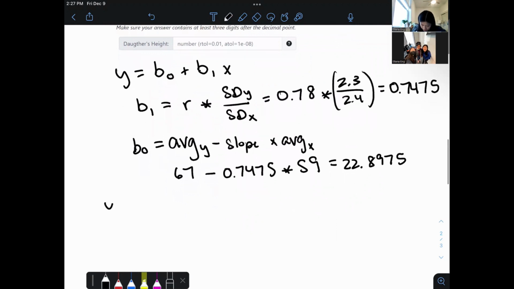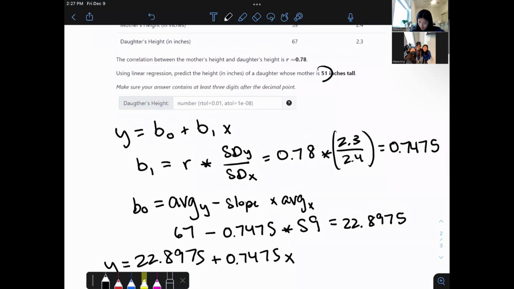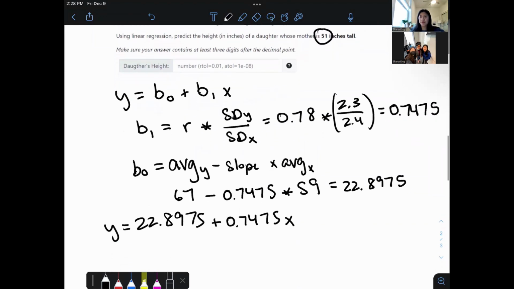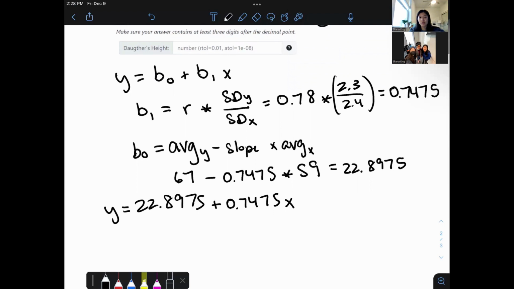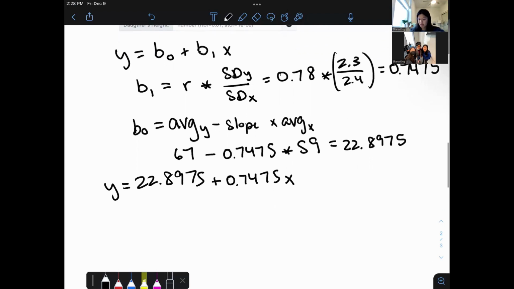So I'm going to write out the equation again with everything that we've figured out. Y-intercept, we have the slope, and then times x. And if we look up in the problem, the mother is 51, but with any other variation of the equation, it's the exact same process. You just insert a different value for x. So now 51, and then do the calculations.